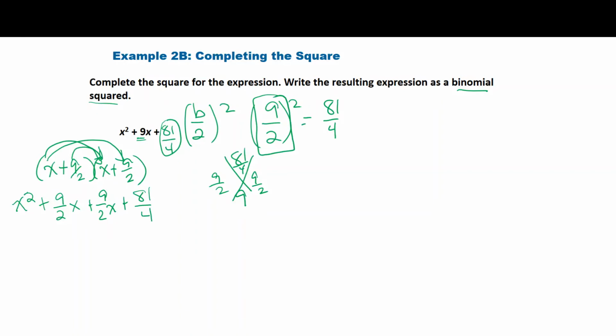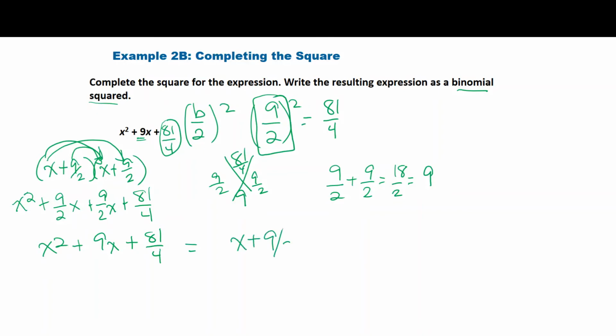Okay, so when we add this together, 9 over 2 plus 9 over 2 equals 18 over 2, which equals 9. So we have x squared plus 9x plus 81 over 4. And that's going to equal x plus 9 over 2 squared. And that's our binomial squared.